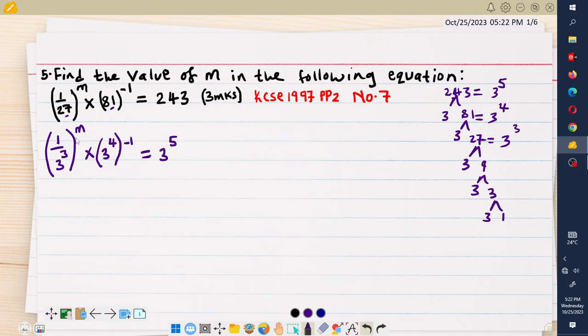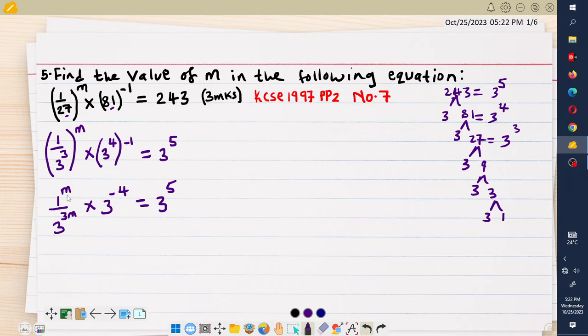Then I'm going to open this bracket. That simply means that I will raise both the numerator and the denominator to the power of m. So this will be 1 to the power of m, divided by 3 to the power of 3m. So the m is raised on the numerator and also on the denominator. Then multiplied by, if I open this bracket, 3 to the power of 4 times negative 1, I'll get negative 4. Then this is equal to 3 to the power of 5.